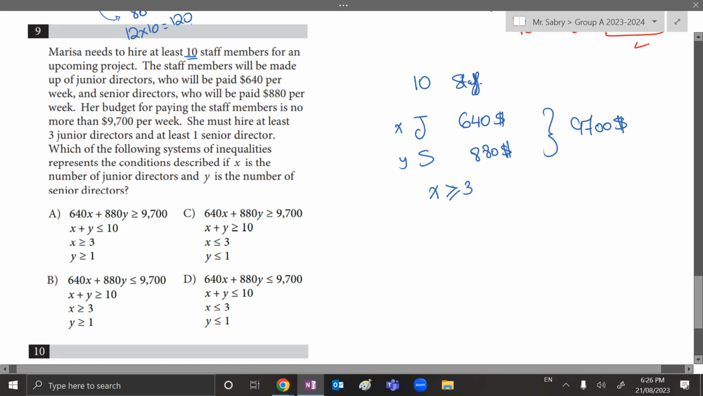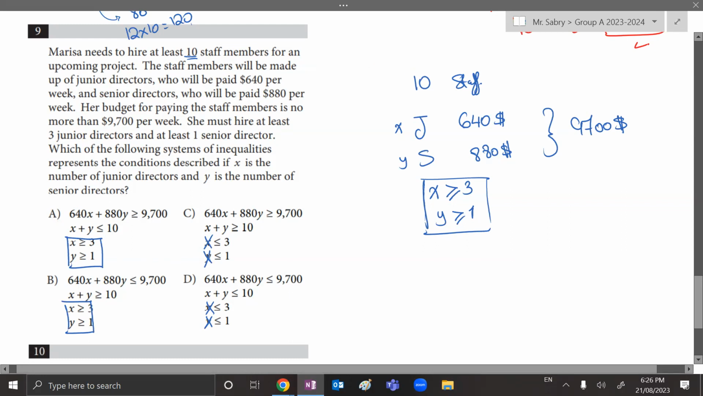And at least 1 senior. So the seniors اللي هم ال Y needs to be bigger than or equals to 1. I already have هم 2 inequalities out of the 4 that he's looking for. كده كده this means that C is incorrect, D is incorrect. It's either A or B because those are the ones that have the correct inequalities هنا.